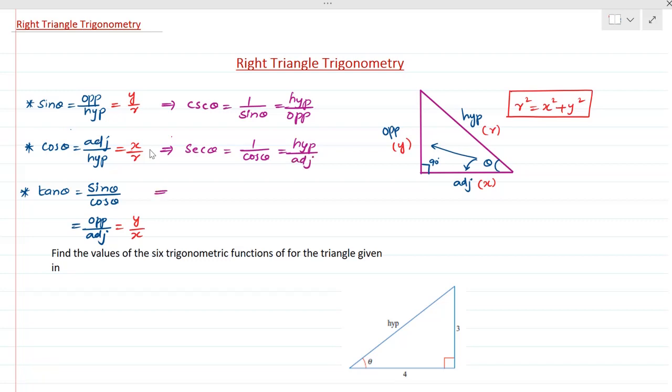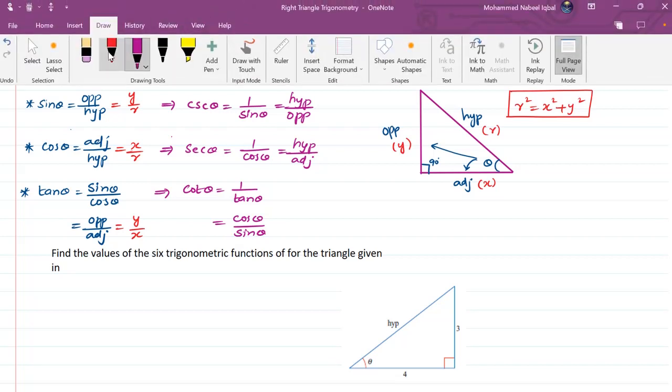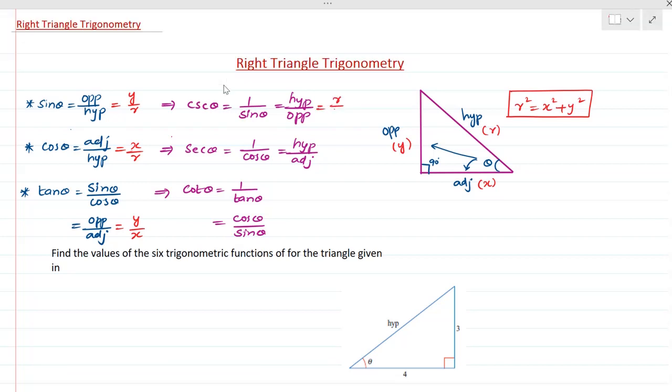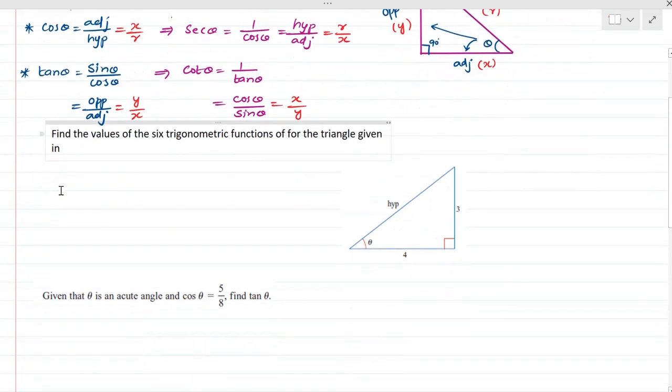Now the next one, tan. So cotan I will calculate as 1 over tan, the reciprocal of tan, or we can write it as cosine over sine. In terms of x and y, this is r over y, this is r over x, and here it is x over y. So you have to calculate the six trigonometry functions: sine, cosine, tan. Once you calculate these three, the remaining three are just reciprocals. Cosec is the reciprocal of sine, sec is the reciprocal of cosine, cotan is the reciprocal of tan.